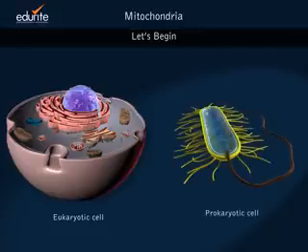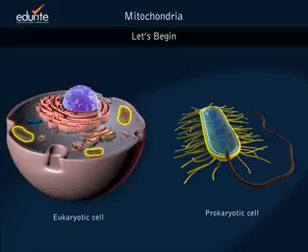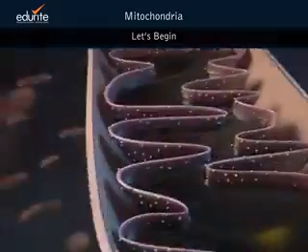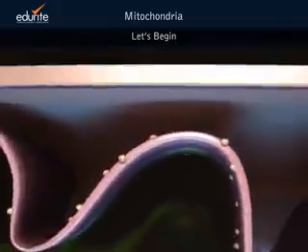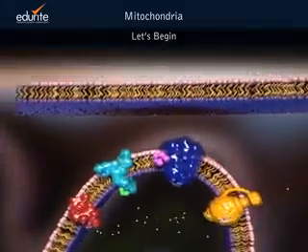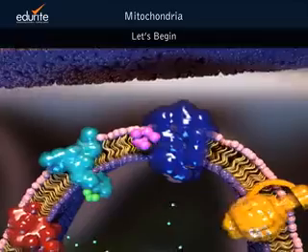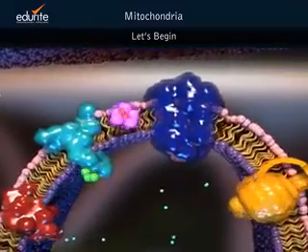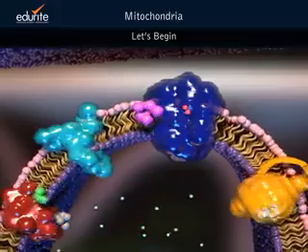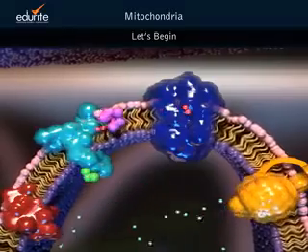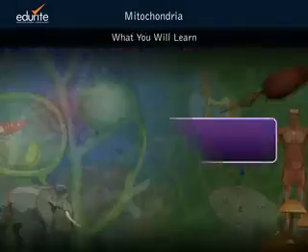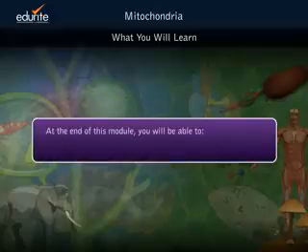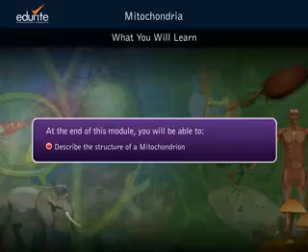Mitochondria are known as the powerhouses of the cell and are only present in eukaryotic cells. As the name suggests, the main function of a mitochondrion is to generate energy in the form of ATP for the cell's various activities. Come, let's learn about the structure of a eukaryotic mitochondrion in this module. At the end of this module, you will be able to describe the structure of a mitochondrion.